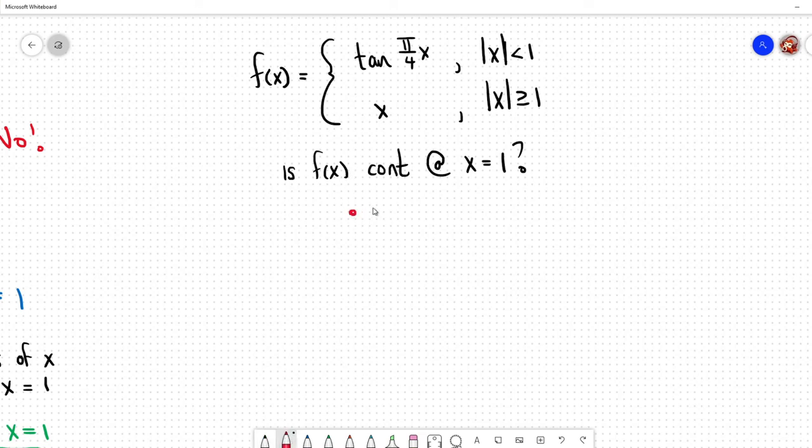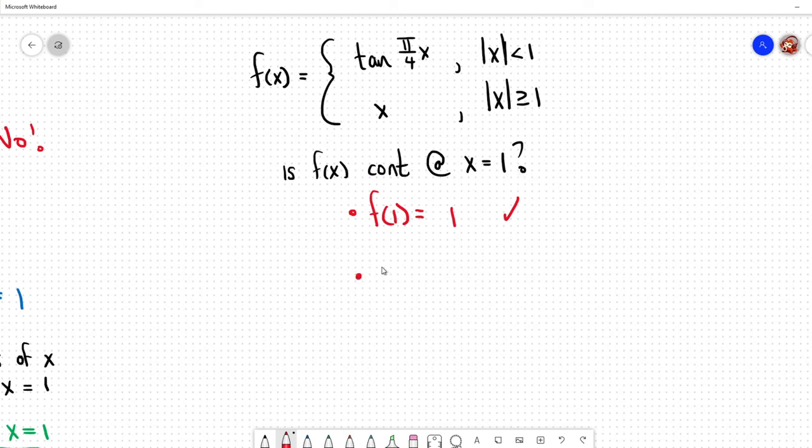So first condition, does f of 1 exist? If we're at 1, we're going to be using this part of the function. So yeah, we can plug it in, and I do get f of 1 is 1. So yep, I met the first condition. F of 1 has an answer.